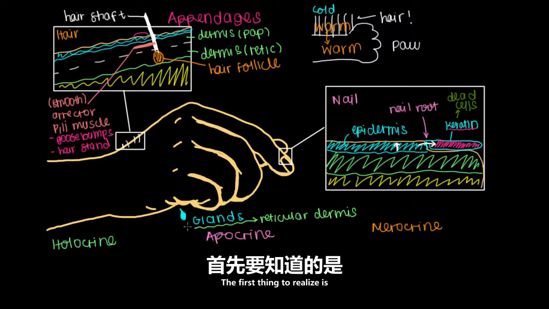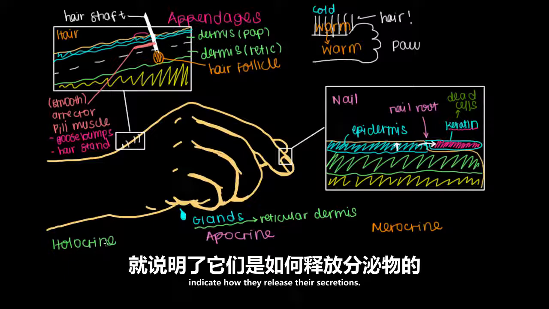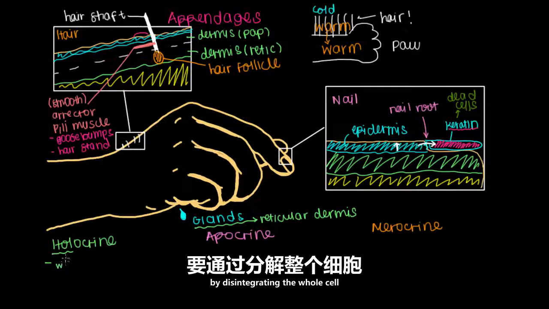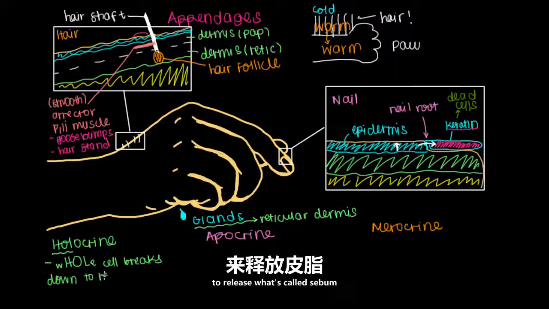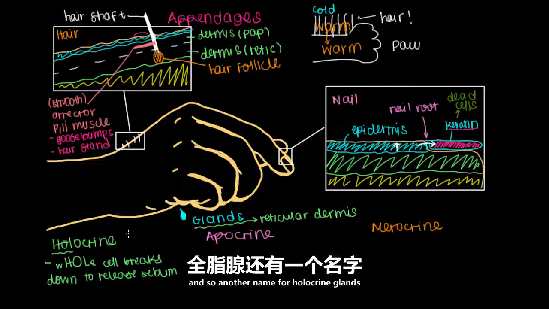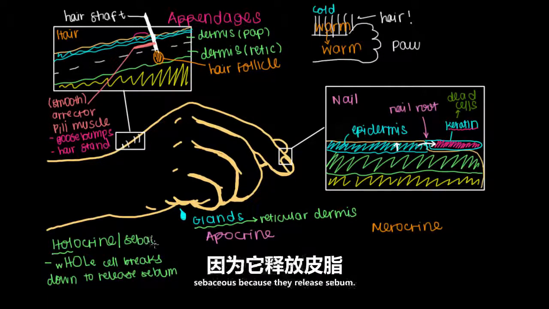The first thing to realize is that the way we name these types of glands indicates how they release their secretions. The holocrine gland releases its secretions by disintegrating the whole cell. So the entire cell breaks down to release what's called sebum. Another name for holocrine glands is sebaceous glands, because they release sebum.